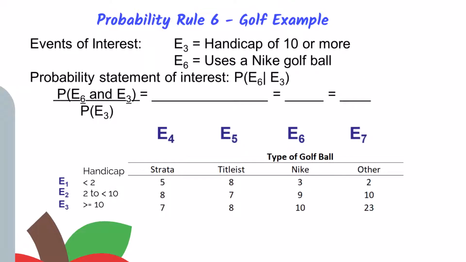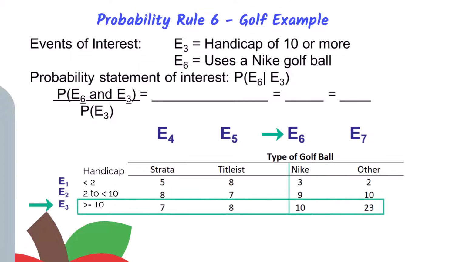So what if we were interested in the event that a golfer has a handicap of 10 or more? That would be the last row here, or E3. At the same time, we're looking at the probability under E6 where a golfer is using a Nike golf ball. That would be this column here. Sometimes it's helpful to mark the events of interest along the rows and the columns to help organize your thinking. So our two events of interest are players with a handicap of 10 or more and that also use a Nike golf ball. We will take the probability of choosing a Nike golf ball and having a handicap of 10 or more, so we're going to put a 10 in the numerator, and then we're going to divide by the probability that the golfer has a handicap of 10 or more.